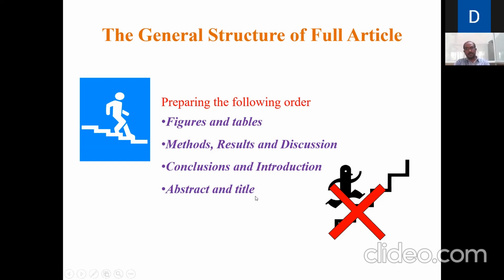You have to prepare your manuscript, right? First, prepare your figures and tables. Second, methodology, results and discussion. Third, conclusion and introduction. Finally, you go for the abstract and title, even though it is the first part of your paper, right?